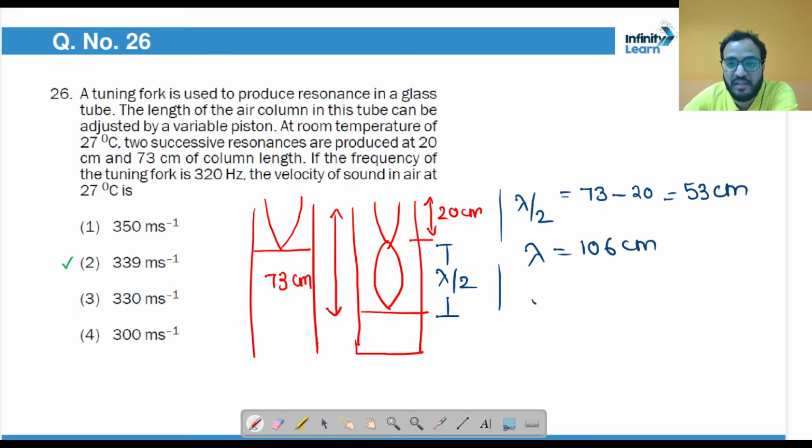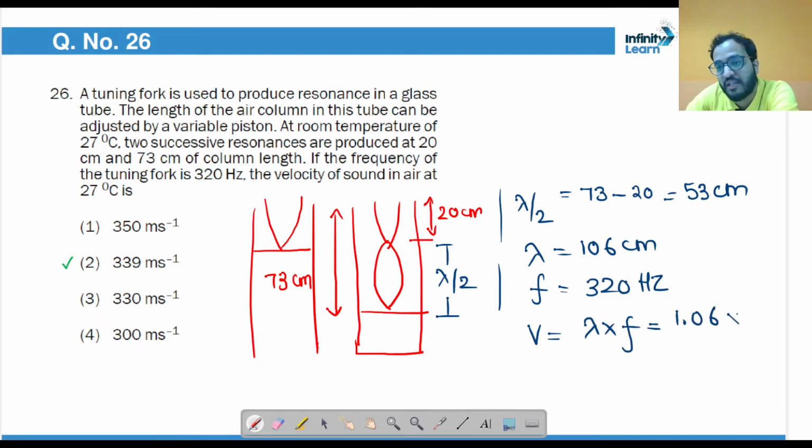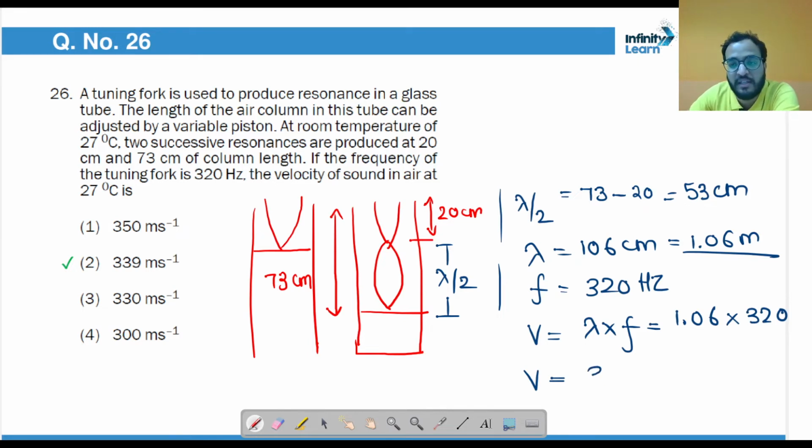So frequency is given 320 hertz. So what is velocity? Wavelength into frequency. So 1.06 into 320. Remember to convert it into meter also. Got it? Now velocity will come out to be 339 meter per second. Clear?